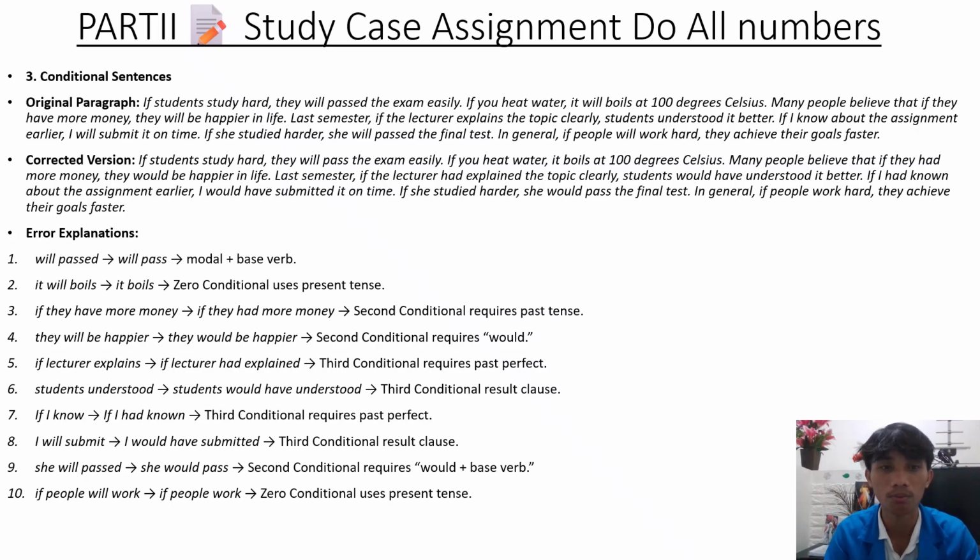If I had known about the assignment earlier, I would have submitted it on time. If she studied harder, she would pass the final test. In general, if people work hard, they achieve their goals faster.